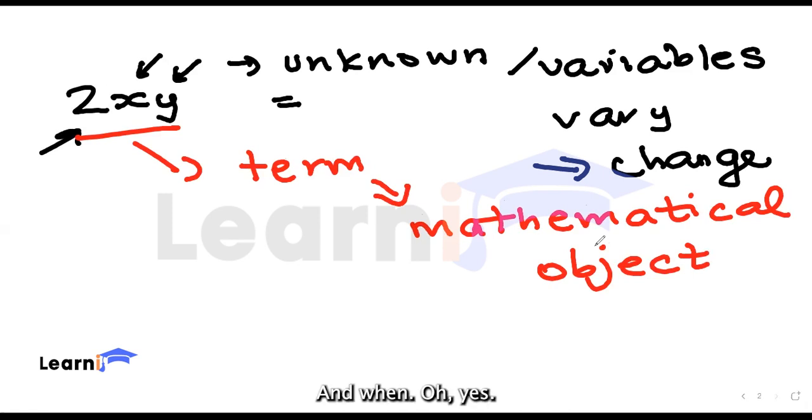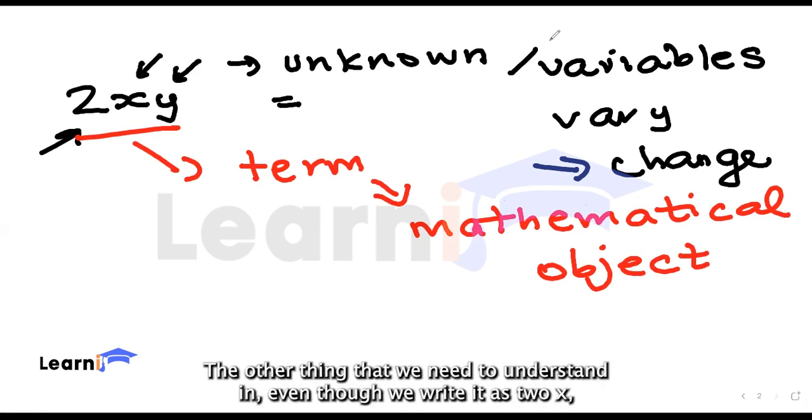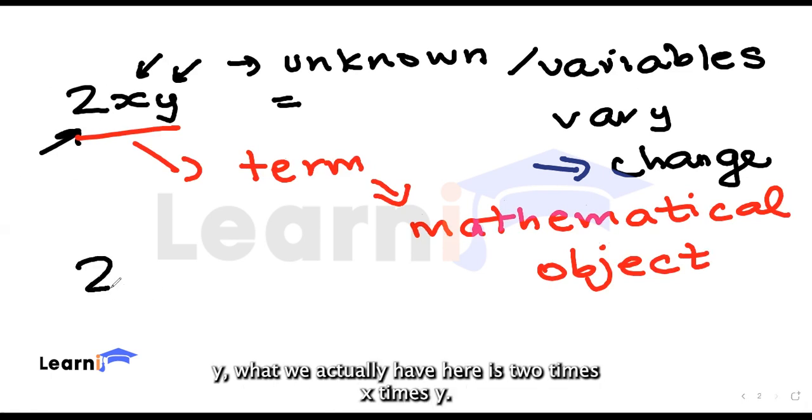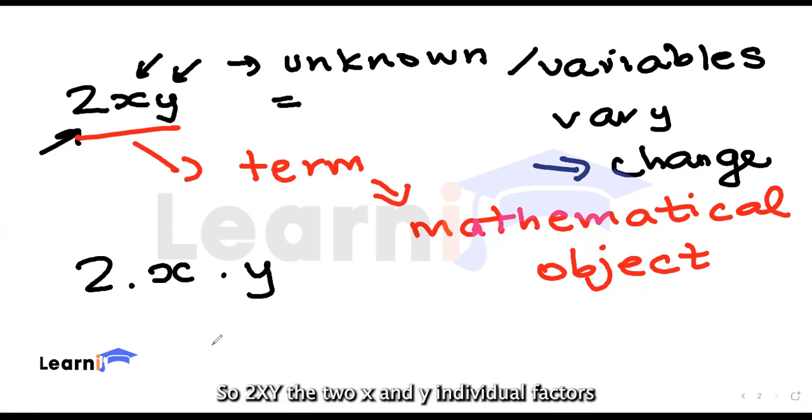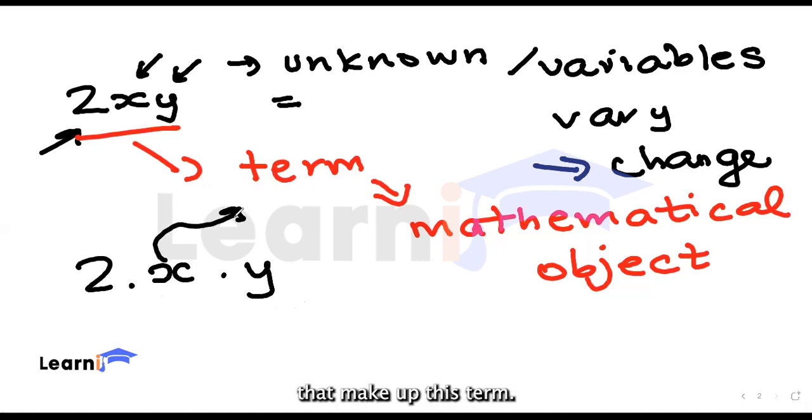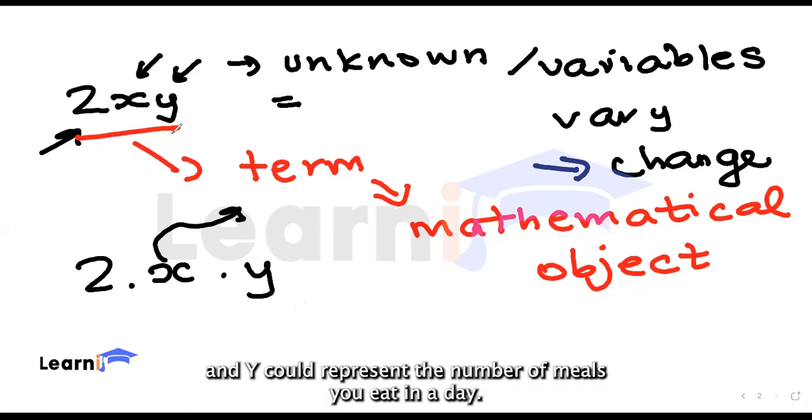The other thing that we need to understand is that even though we write it as 2xy, what we actually have here is 2 times x times y. So in 2xy, 2, x and y are individual factors that make up this term. Let's say x and y represent something: x could be a variable for the number of hours in a day, and y could represent the number of meals you eat in a day.